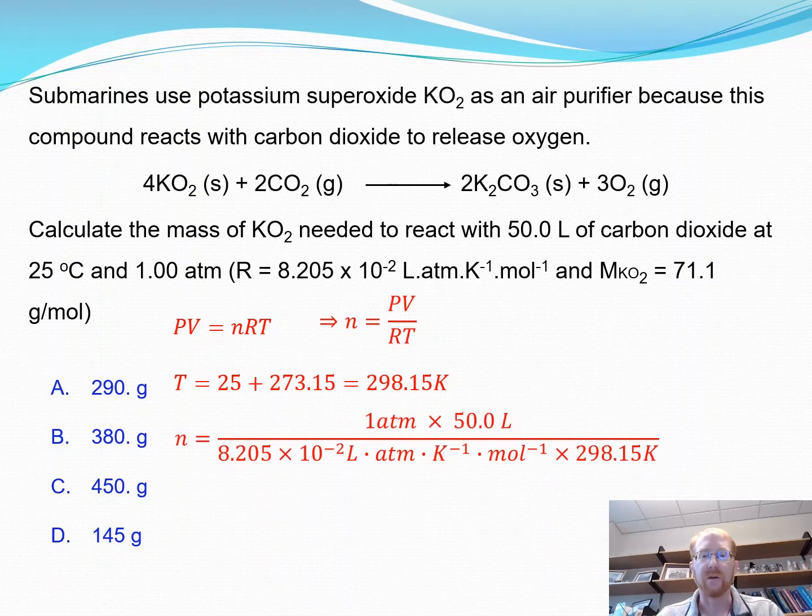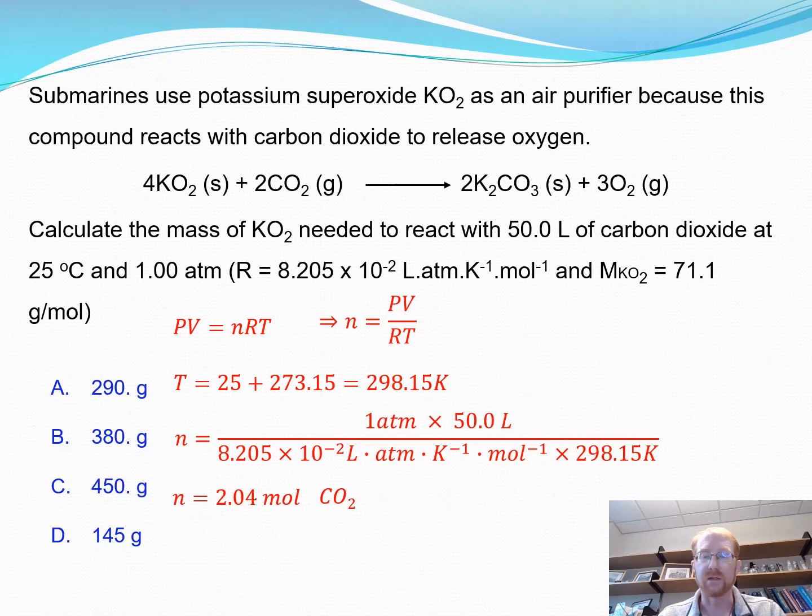Everything else is set. My volume is in liters. My pressure is 1 atmosphere. So 1 atmosphere times the 50 liters, P times V, divided by R, 8.205 times 10 to the minus 2, times our temperature of 298.15 Kelvin. And that gets me an N value of 2.04 moles. So that's moles of carbon dioxide, remember.